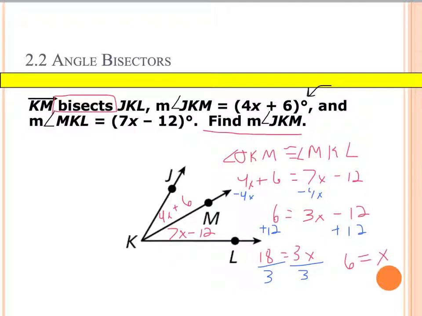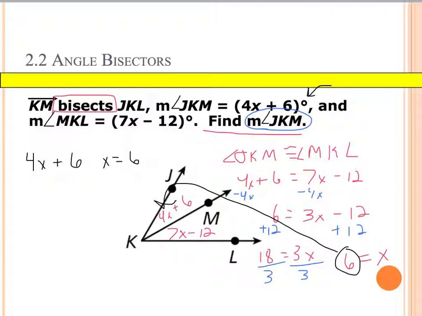Now, my question to you is, did I answer the question? No, I didn't answer the question. I haven't answered it yet. Okay, I still need to find JKM. So by doing that, I know JKM is 4x plus 6. Now, I know JKM is 4x plus 6 when x equals 6. I can take this right here, this 6, and plug it in for my x. Alright, so let's do that. So I have 4x plus 6, and when x equals 6, plugging that 6 in, I have 4 times 6 plus 6, 24 plus 6. My answer is 30.